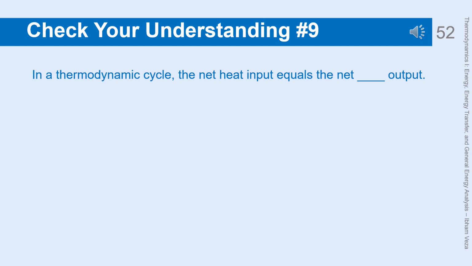Check your understanding number 9. This question reinforces the relationship between net heat and net work in a cycle. Since the system returns to its initial state, there is no net change in total energy. Therefore, the net heat input must equal the net work output. This is a characteristic of all heat engines and refrigeration machines. This concept is a simple form of the first law for cyclic processes.